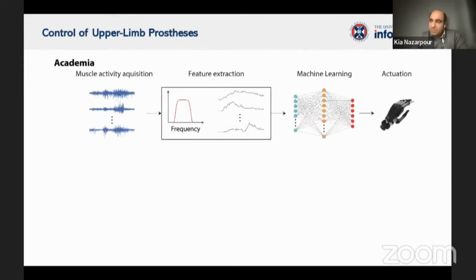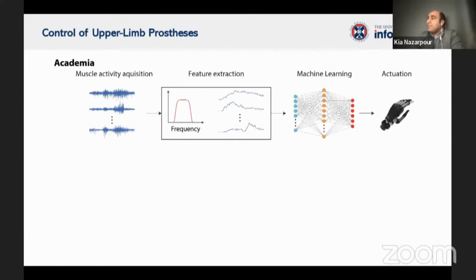Now, in academic research for the past 50 or 60 years, people have been trying to use a machine learning approach, the so-called pattern recognition, to improve the function of these devices. What typically happens is that many EMG signals from the stump are recorded, and they go to a block we call feature extraction. Some functions are applied to these signals, and some signatures for each movement are extracted from the data. These then go into a machine learning or decoder block, like a neural network, or more recently some deep learning algorithms, and that decision is mapped onto a prosthesis, and the prosthesis is actuated.